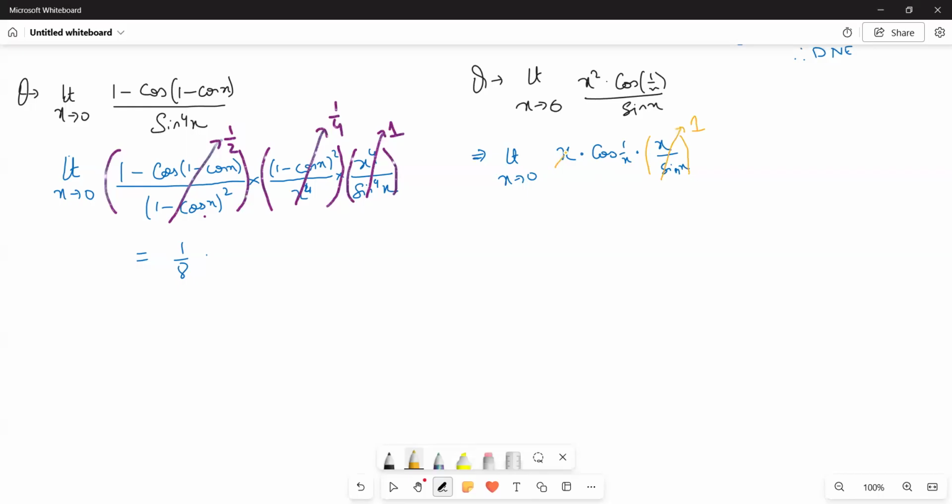As x tends to 0, x will be tending to 0. Now the problem is, how do we deal with cos of 1 by x? As x tends to 0, 1 by x will tend to infinity. So this part will actually end up becoming something like cos of infinity. How do we deal with cos of infinity?